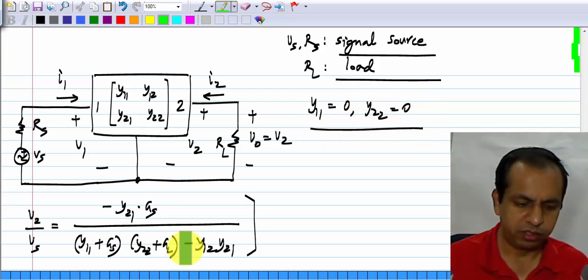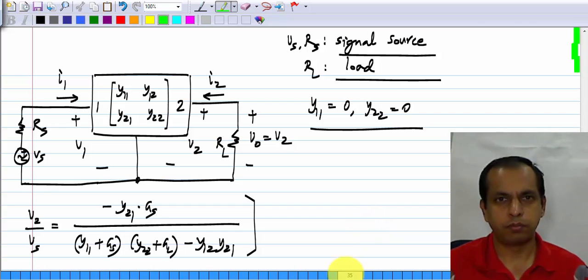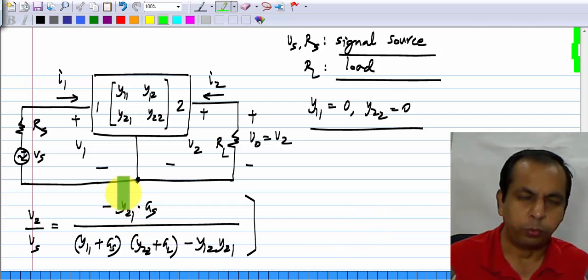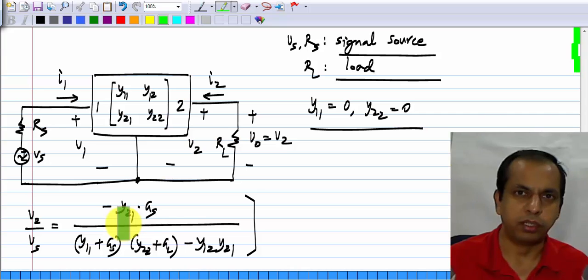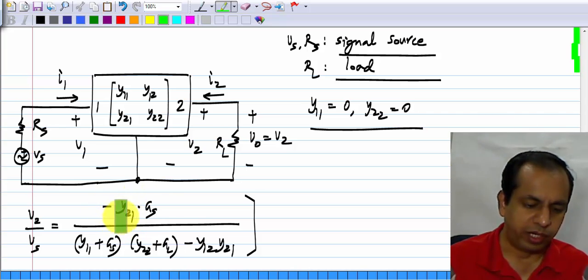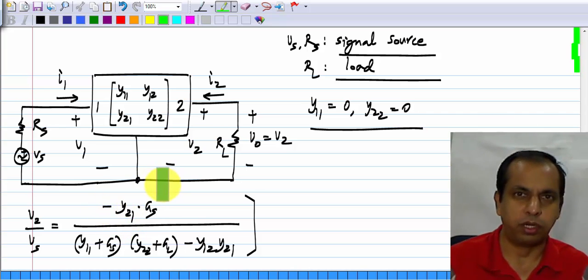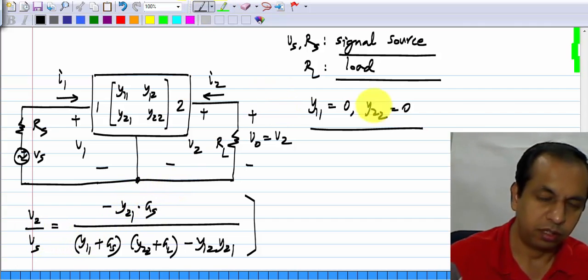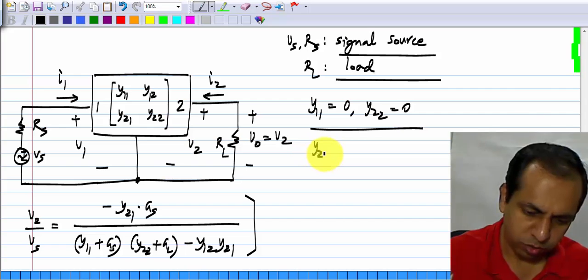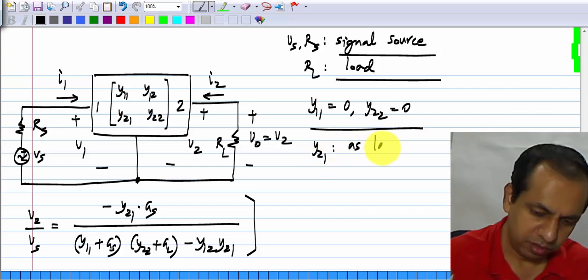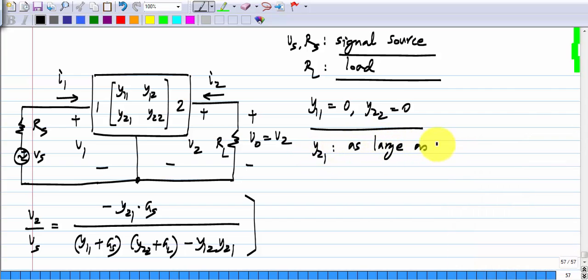Again, Y11 and Y22 add to terms in the denominator. So to maximize the voltage gain, these two quantities have to be as small as possible, and because we assume them to be positive, we will say that they have to be 0. This is quite simple to understand. And Y21 appears only in the numerator. So clearly, having as large a value of Y21 as possible will maximize the gain. So Y21 must be as large as possible.